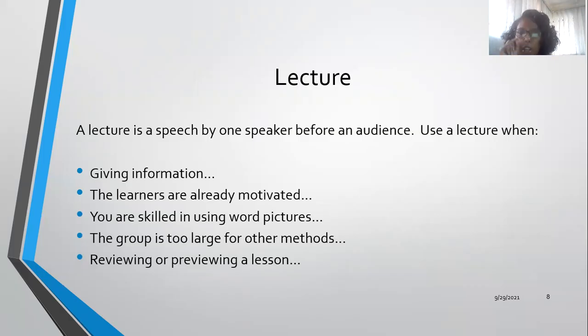You use a lecture whenever and only if you are giving information where the learners are already motivated. You can't start something with a lecture. They have to be already motivated. There needs to be in their mind an understanding that they need to receive particular information in which they are lacking.